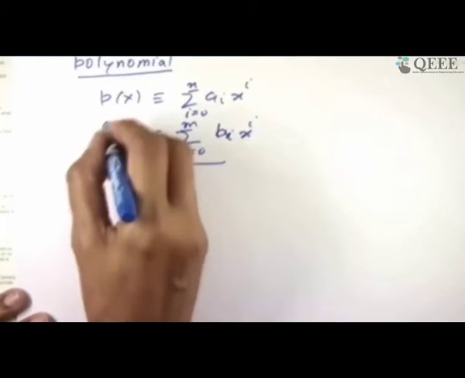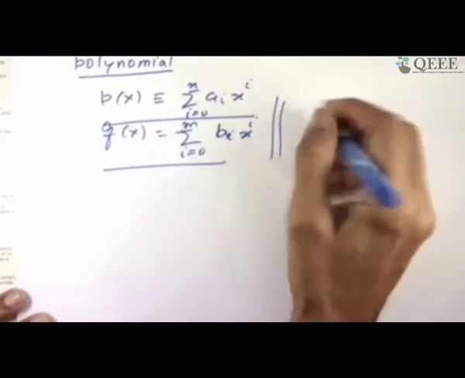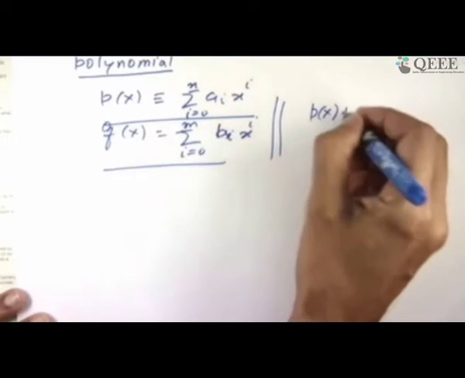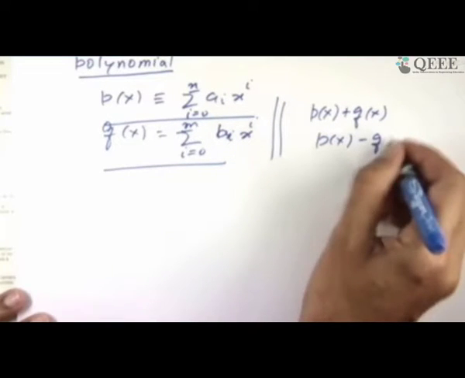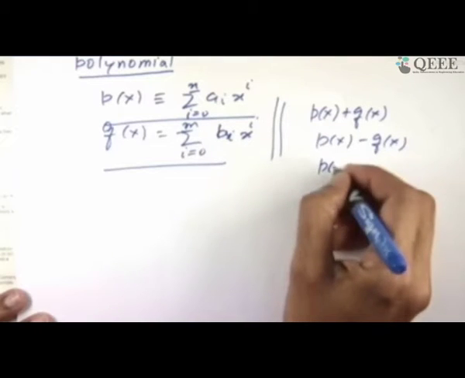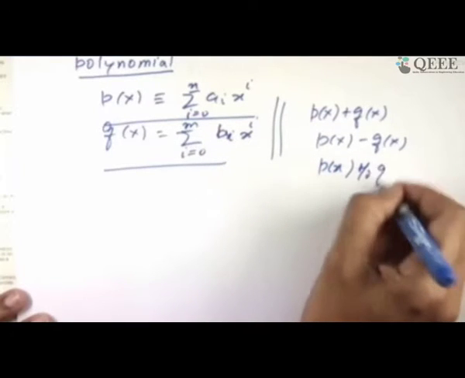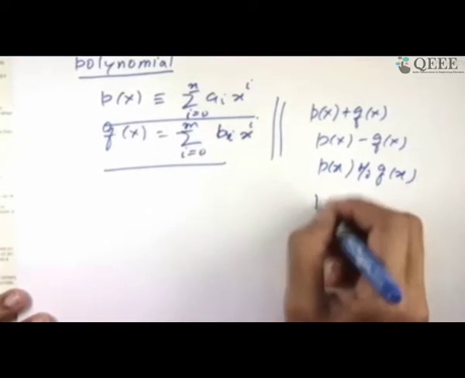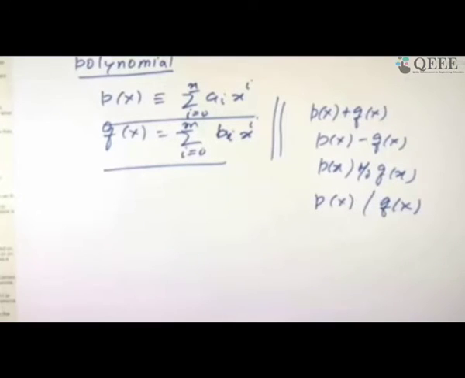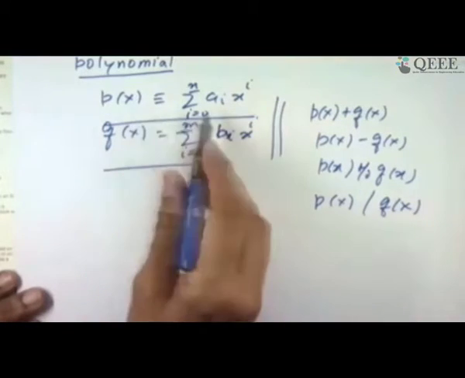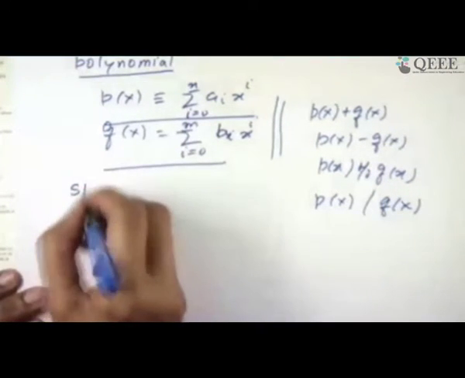You have many polynomials, and you want to do polynomial arithmetic. You want to do p(x) plus q(x), p(x) minus q(x), you can also do modulo, you can divide a polynomial by a polynomial. So a lot of operations are done. Polynomials are very important in many fields of computer science and electrical engineering. The point is that polynomials are sparse.